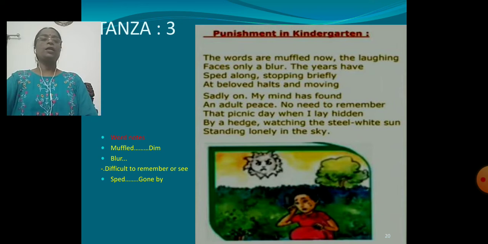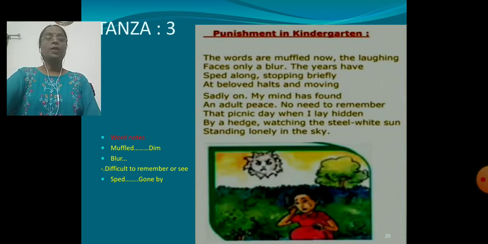So dear friends, in this slide I have given the third stanza, and here you can see quite a different solution to the problem which is given in the first two stanzas. Here you can find the adulthood and peace that Kamla feels. So I read from the poem.